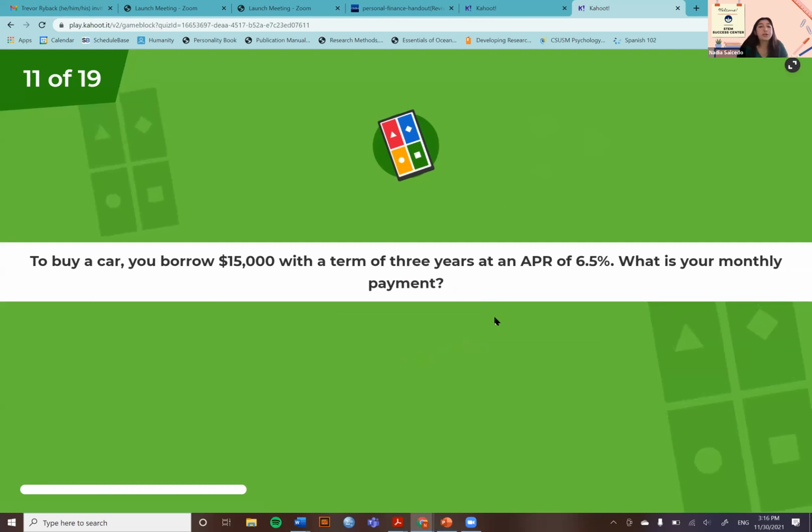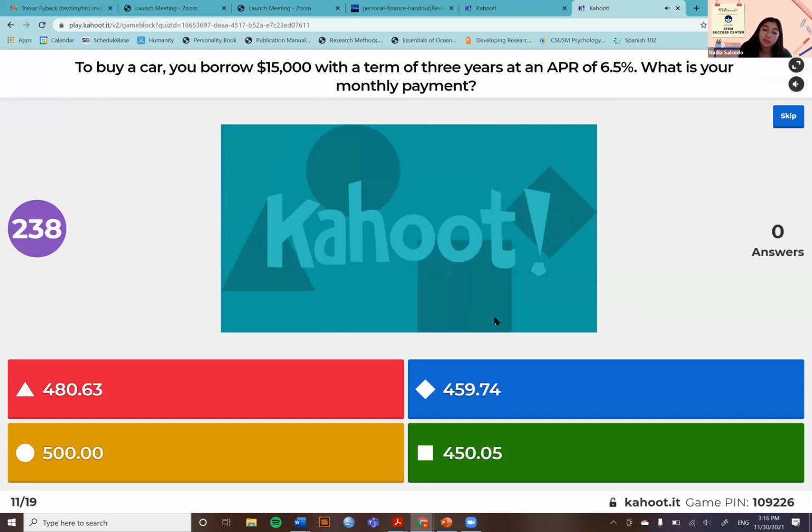Okay, to buy a car, you borrow $15,000 with a term of 3 years at an APR of 6.5%. What is your monthly payment? So kind of looking at the question, what is your monthly payment? And then figuring out, okay, what formula do I need to use?